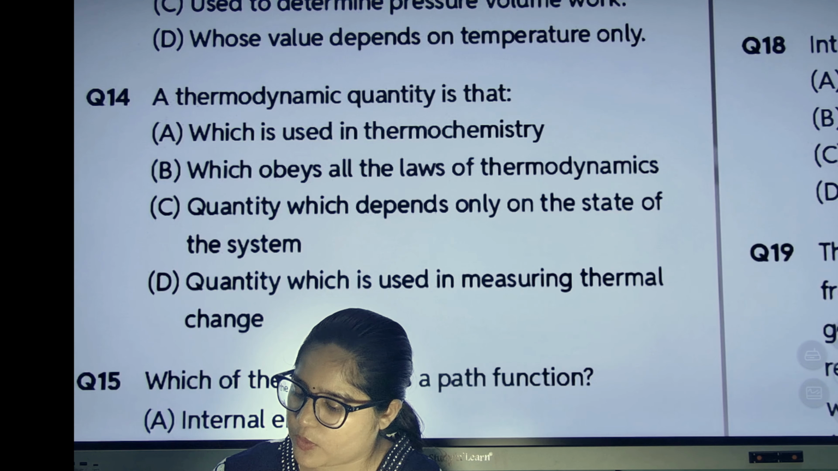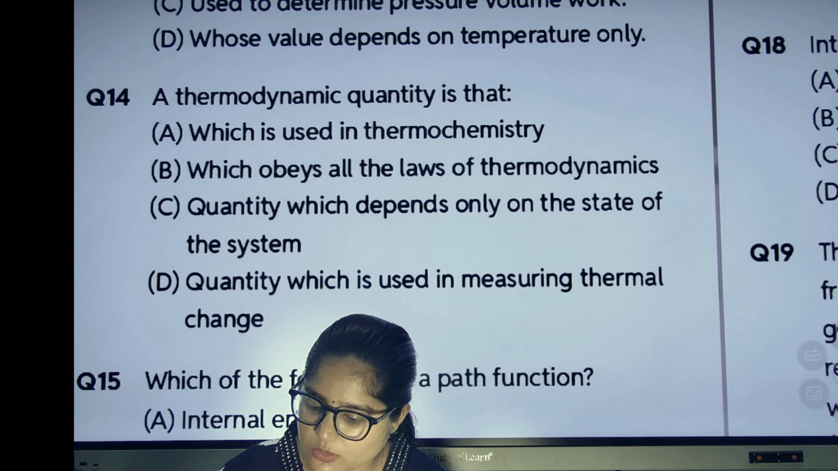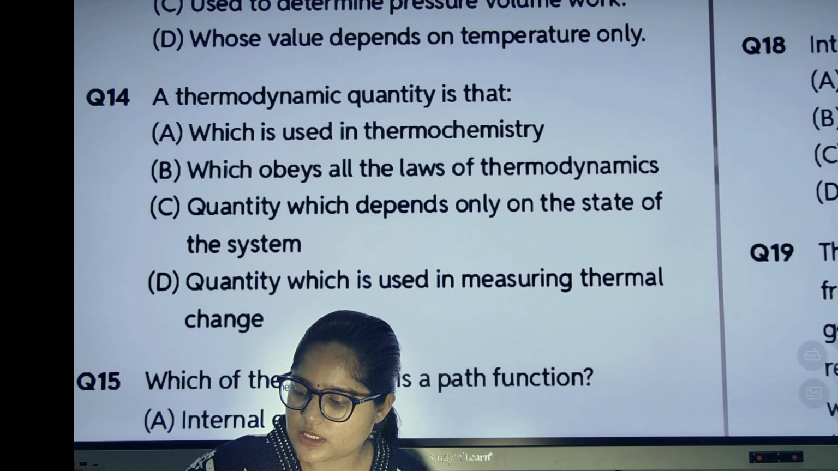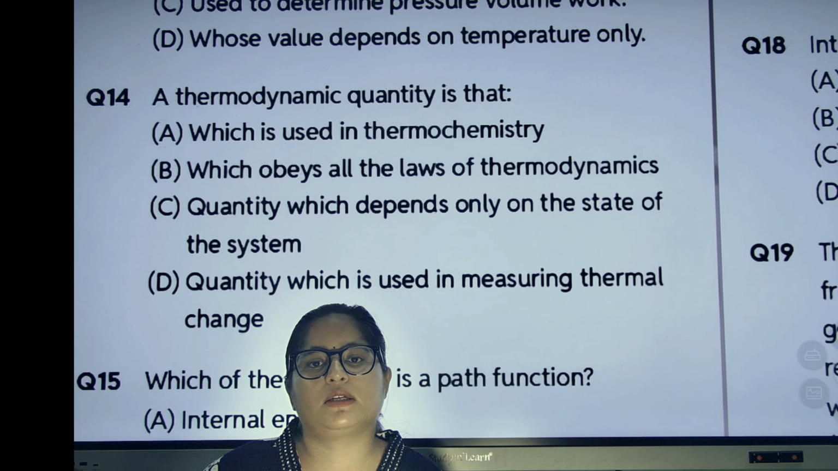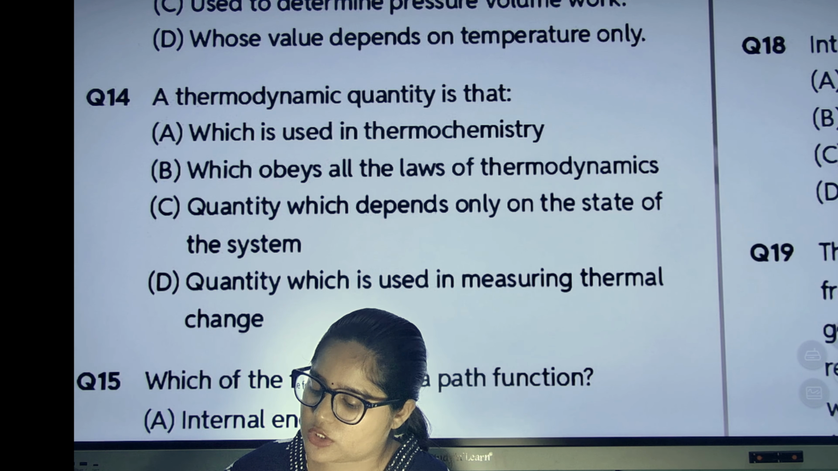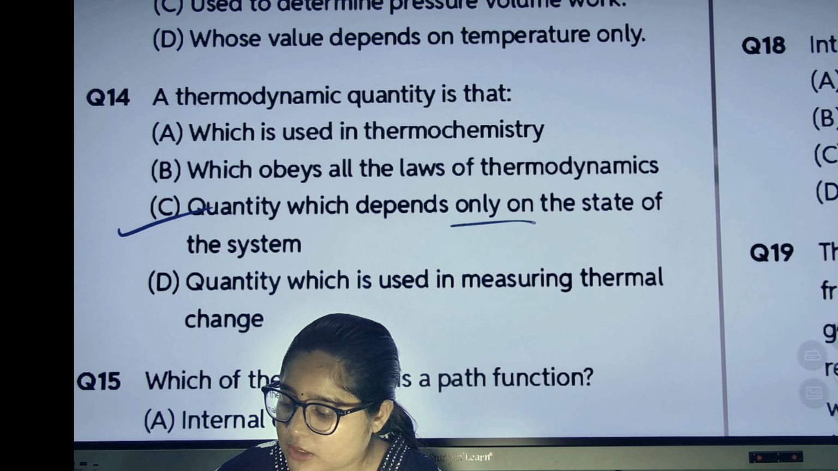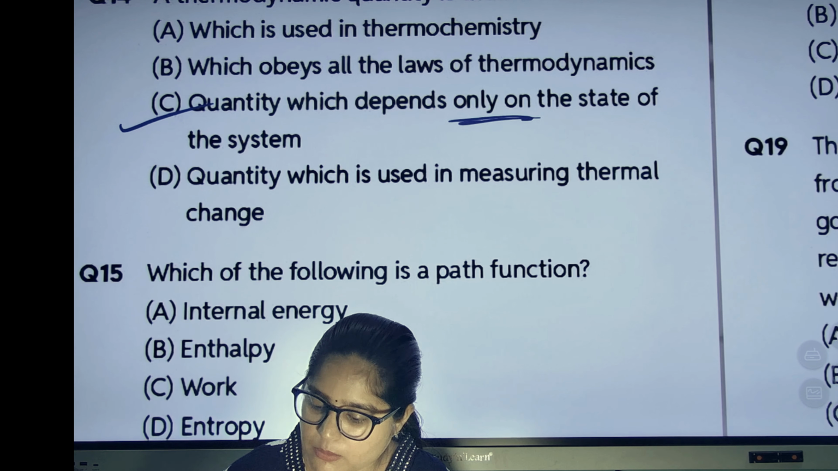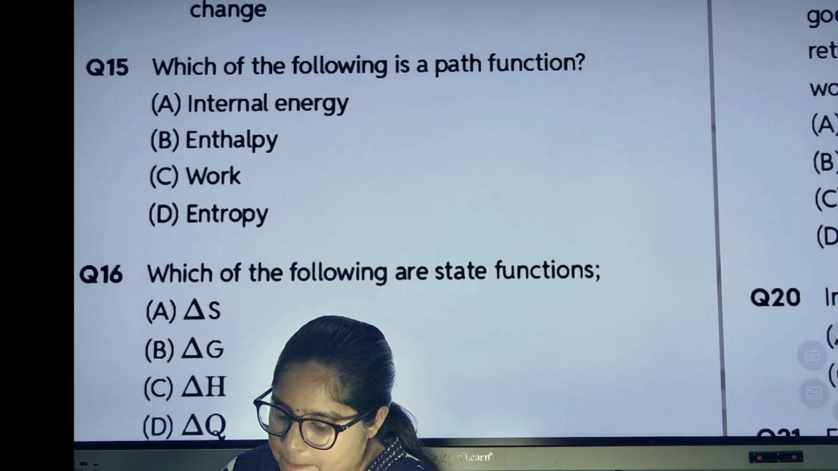Now let us see question number 14. A thermodynamic quantity is that which is used in thermochemistry, which obeys all laws of thermodynamics. Quantity which depends only on the state of the system. Just now we have seen one more question, right? Whenever I am saying thermodynamic quantity, it means it depends on the initial and final position change. So a thermodynamic quantity is that quantity which depends only on the state of the system. Okay, mostly this.